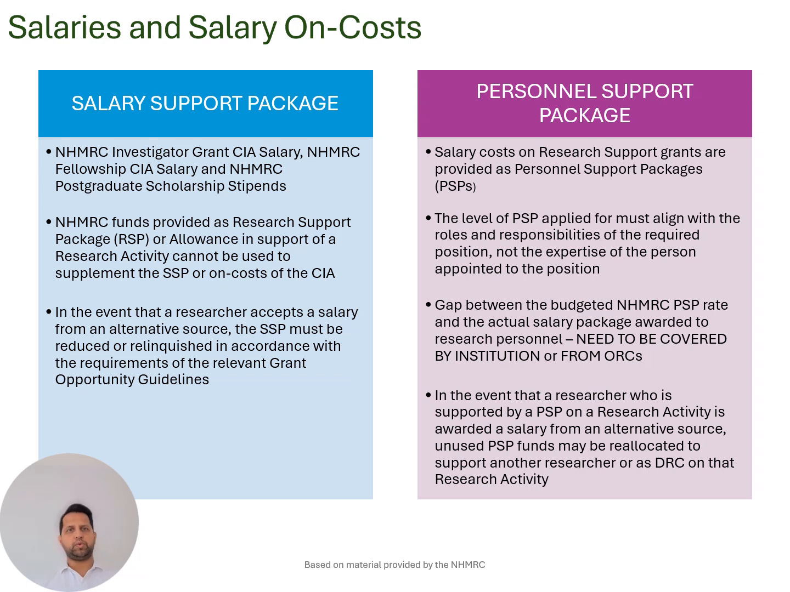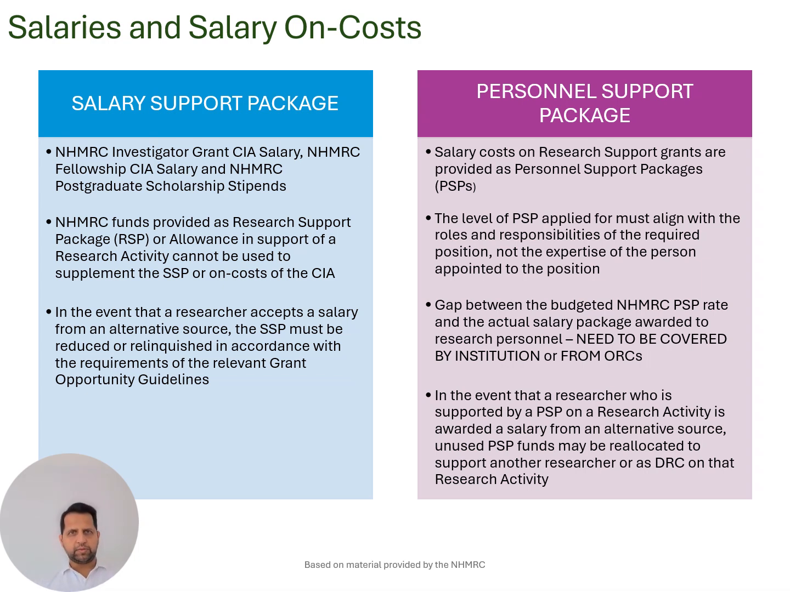Now let's look at personal support package, right? Personal support package applies to all other grants except NHMRC investigator grant, NHMRC fellowships, and NHMRC postgraduate scholarships. So that's also for salary, but in the fellowships and investigator grant, they're called SSP, but for all others, it's called PSP. So these PSPs are essentially a guide by which we can claim salary costs for a particular personnel on the project, right?